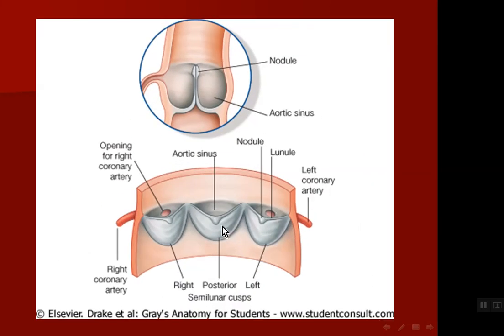This is the shape of semilunar valves or semilunar cusps here. They have a mechanism like this. They let the blood go away from the heart, but they do not let the blood come back. So it is a mechanism for helping the ventricles send the blood to the body.